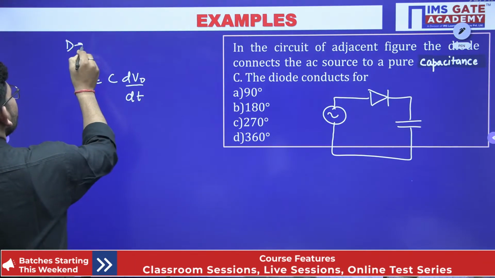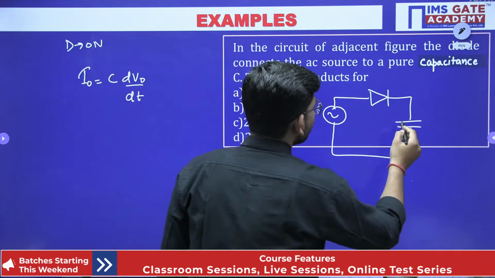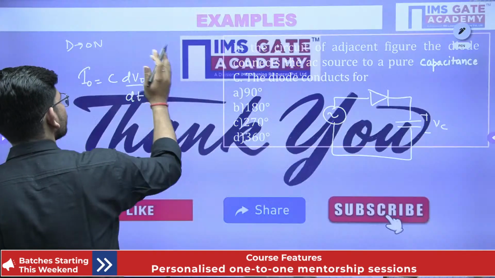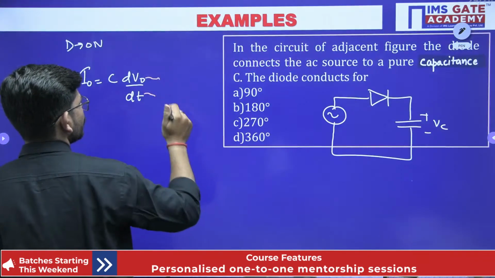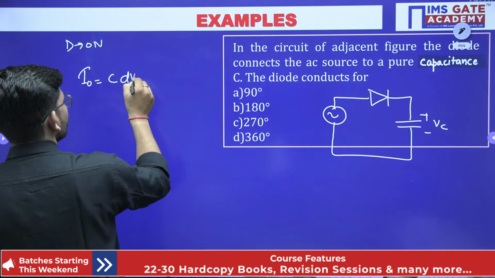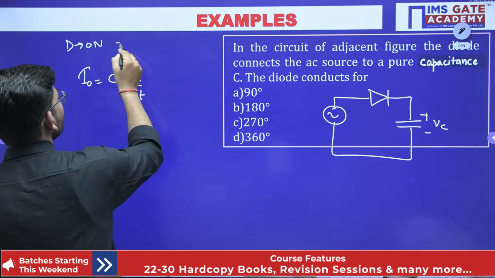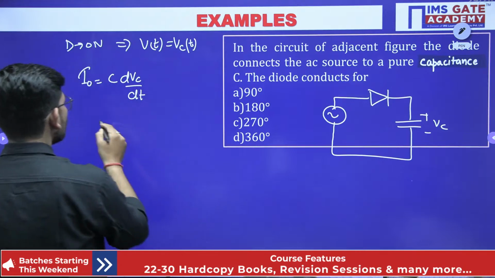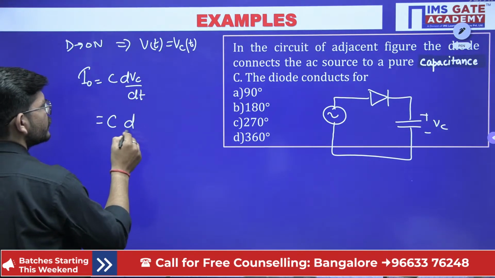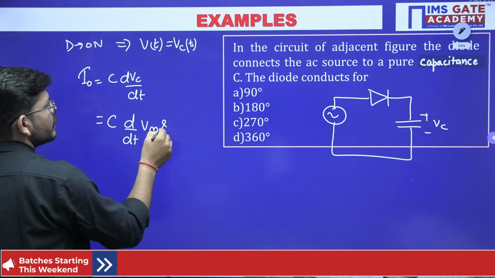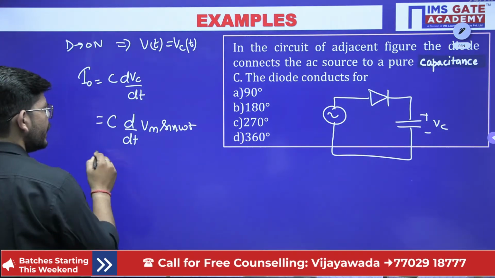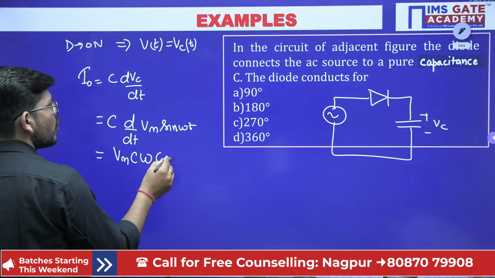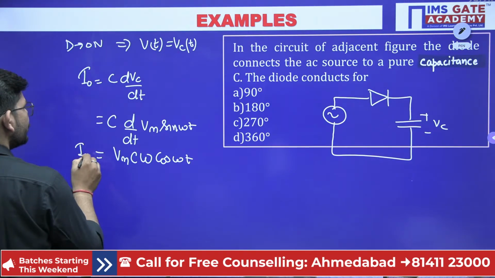And you know that when the diode is on, if this is my capacitor voltage, let me write Vc(t) instead of V0. When the diode is on, my input voltage is exactly equal to the capacitor voltage. So in place of the capacitor voltage I can write C d/dt of Vm sin omega t. Differentiating it, I get Vm C omega cos omega t. This is the expression for current.